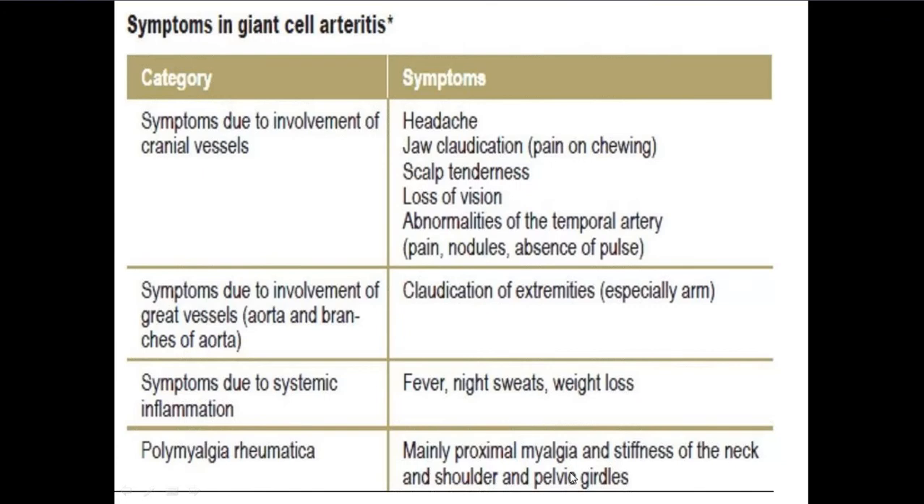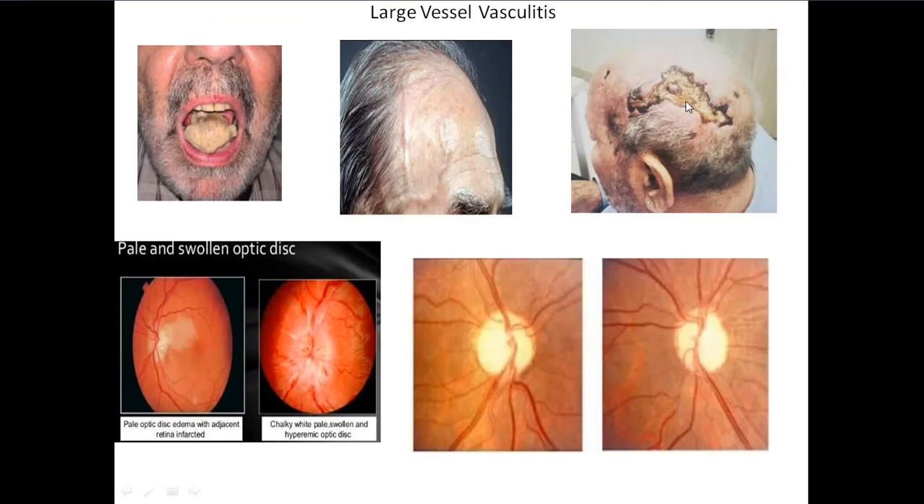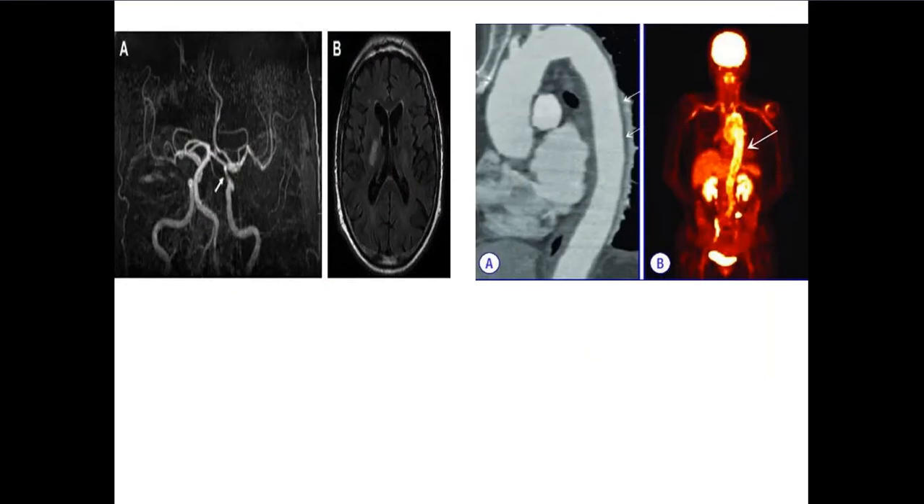As we saw previously, there is jaw claudication, scalp involvement, and inflammation of the temporal arteries here, and a pale and swollen optic disc with edema, with the adjacent retina impacted. So there will be loss of vision. Here you can see the stenosed vessels, and here you can see the involvement, the inflammation, of the aorta.